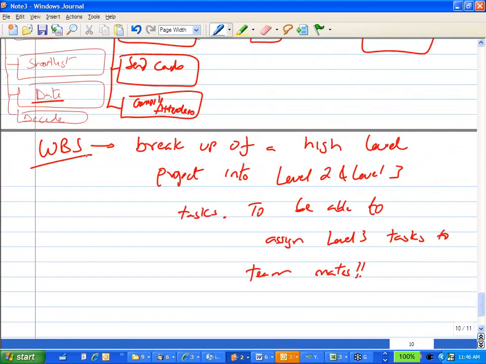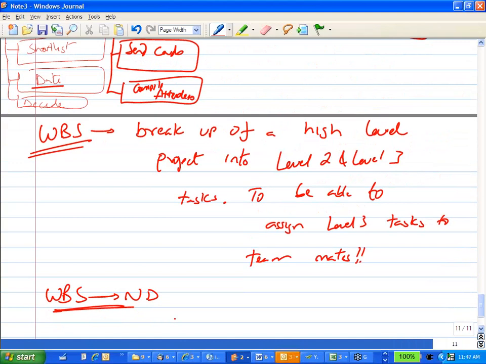So as I said, WBS does not have any chronology in it. WBS gets converted to a network diagram, which we'll cover next. And the network diagram then gets converted to a Microsoft project plan. This is the end goal of doing all this, just like the end goal of ER modeling was the database design. The end goal of doing all this is creating a Microsoft project plan.